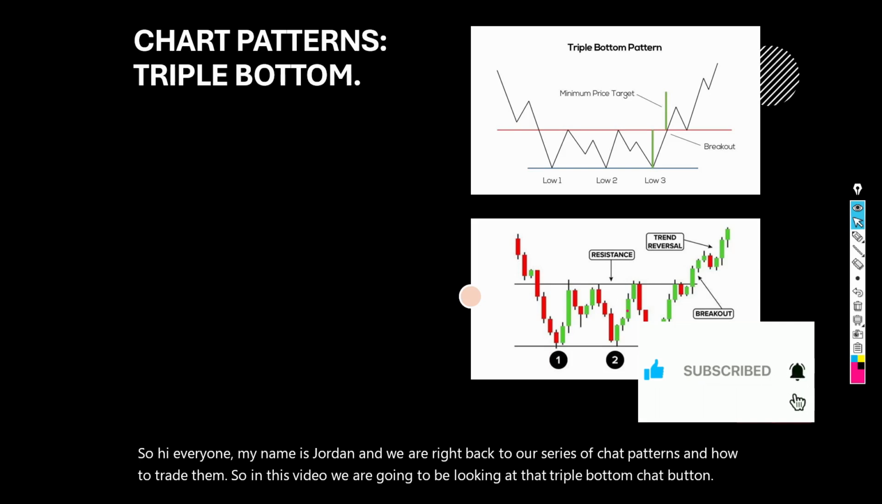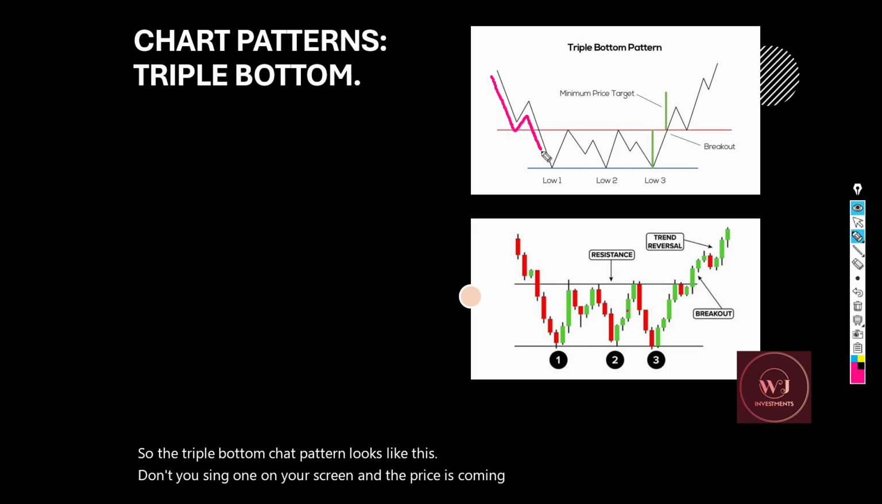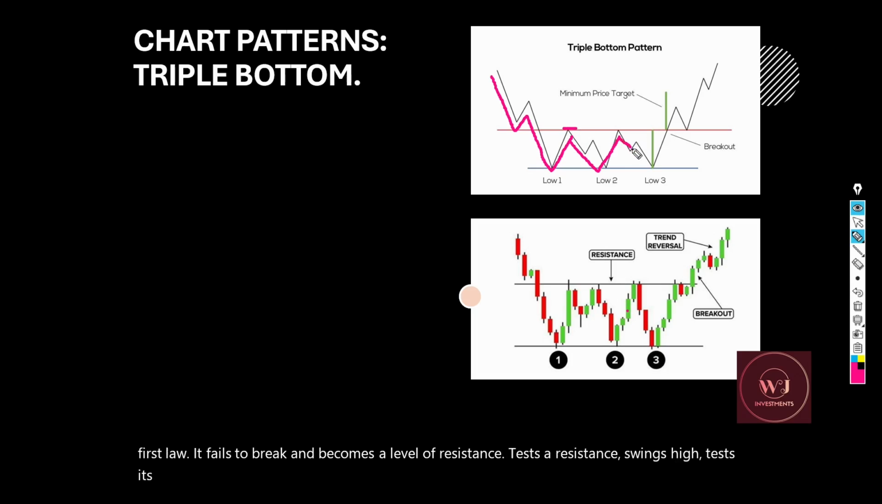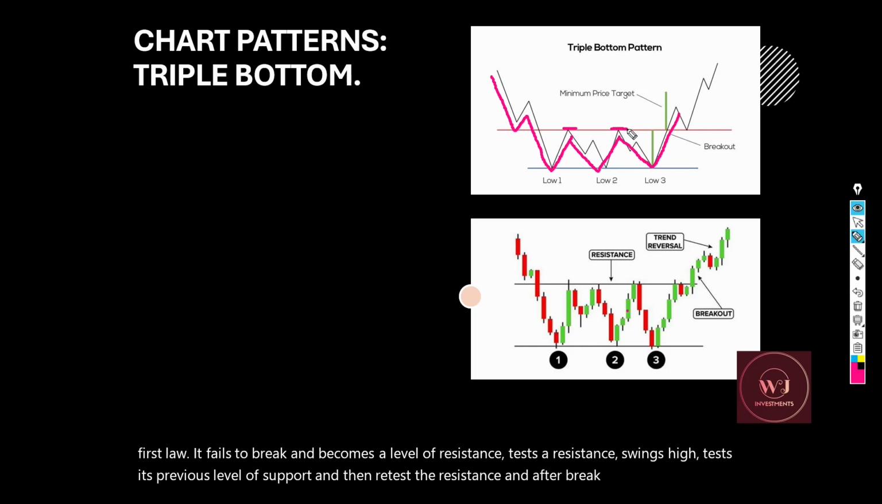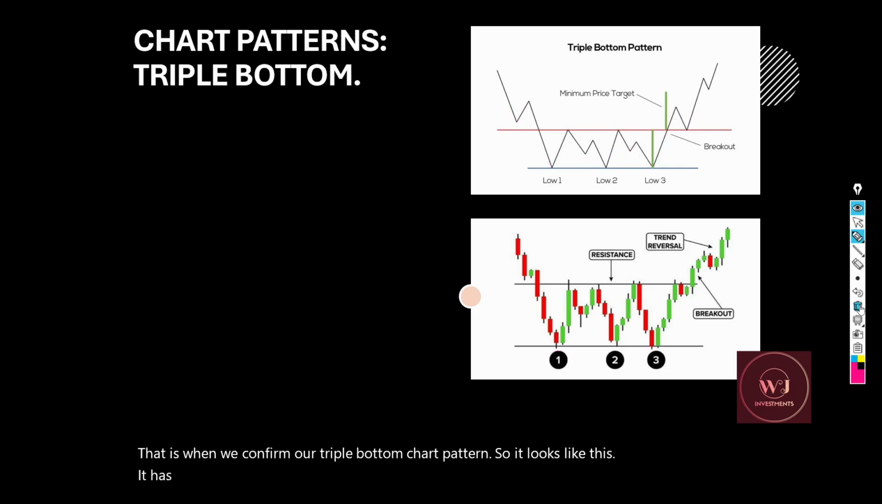So the triple bottom chart pattern looks like this when you're seeing one on your screen, and the price is coming from a clear downtrend. It forms the first low, it fails to break, it becomes a level of resistance, tests the resistance, swings high, tests its previous level of support, then retests the resistance, and after break of this resistance level, that is when we confirm our triple bottom chart pattern. So it looks like this. It has three bottoms.